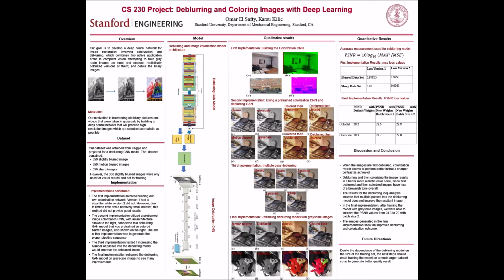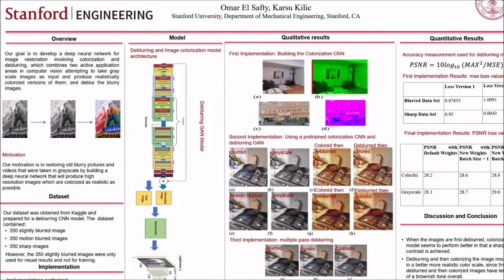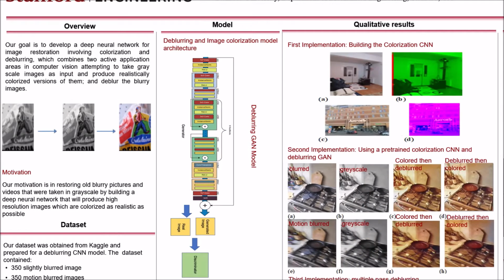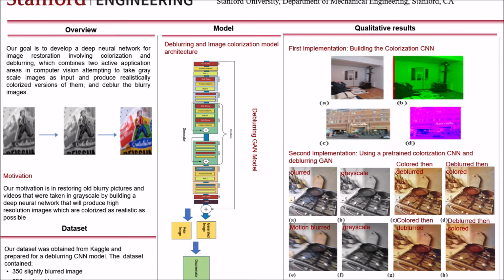Hi, today we'll be talking about deblurring and coloring images with deep learning. So our goal is to take grayscale blurry images as input, deblur and colorize them through deep neural networks, and restore them as sharp, colorful images. And the main novelty in our work is that it combines colorization and deblurring implementations that have been tackled separately before, and explores how these two applications could merge the best.